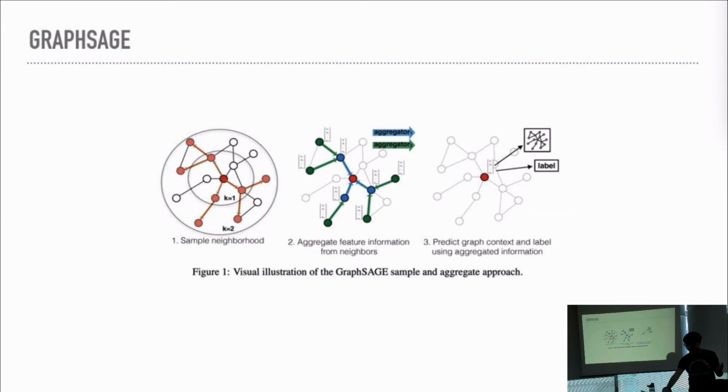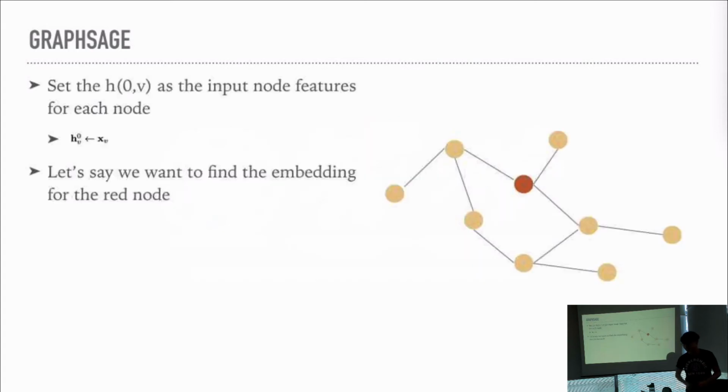I'm going to break down the algorithm so that we can understand it easily. So we start with an input vector for all nodes, which we call H0. H0 for a specific vertex. And this H0 is basically the input vector. Let's say we now want to find the embedding for the red node here. I don't know why it's not right here, but it's red on my screen. So it's supposed to be the red node. We want to find the embedding for that node using GraphSAGE.